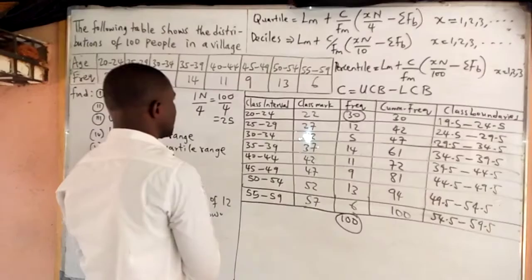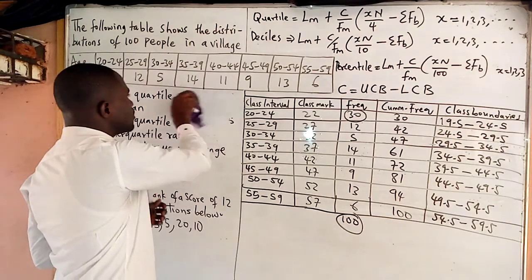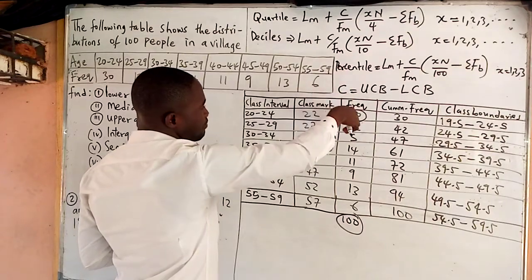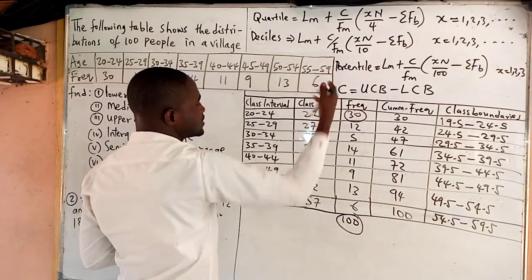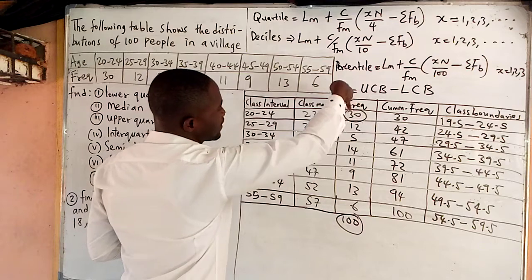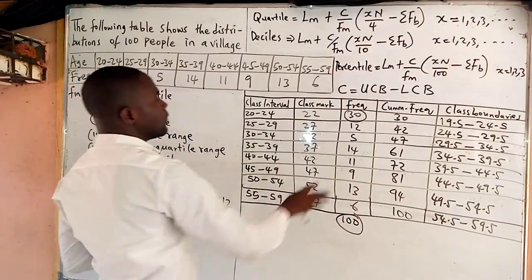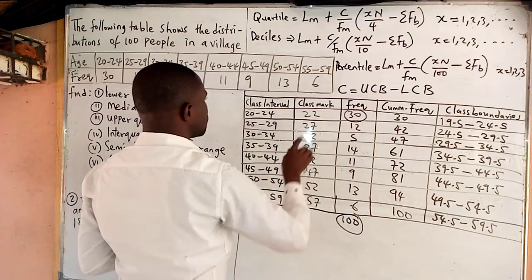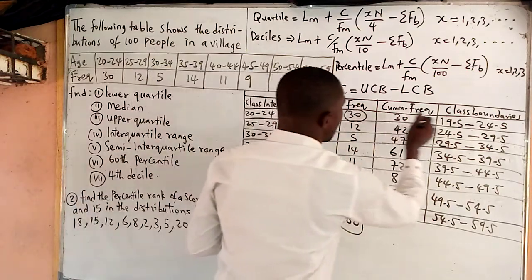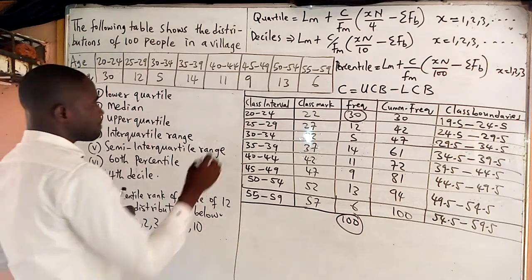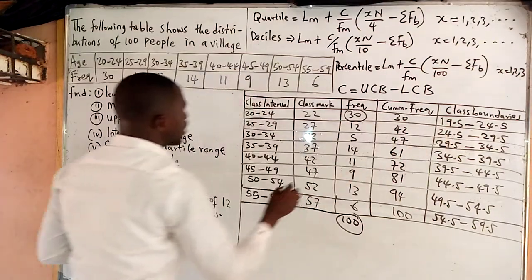25 will lie here, because we did not see any other frequency above 30. 30 is the beginning, so 25 will be inside this 30 before it goes down to 100. So that 25, this is your lower quartile class. What you now do is say, okay, what is the lower class boundary of it?